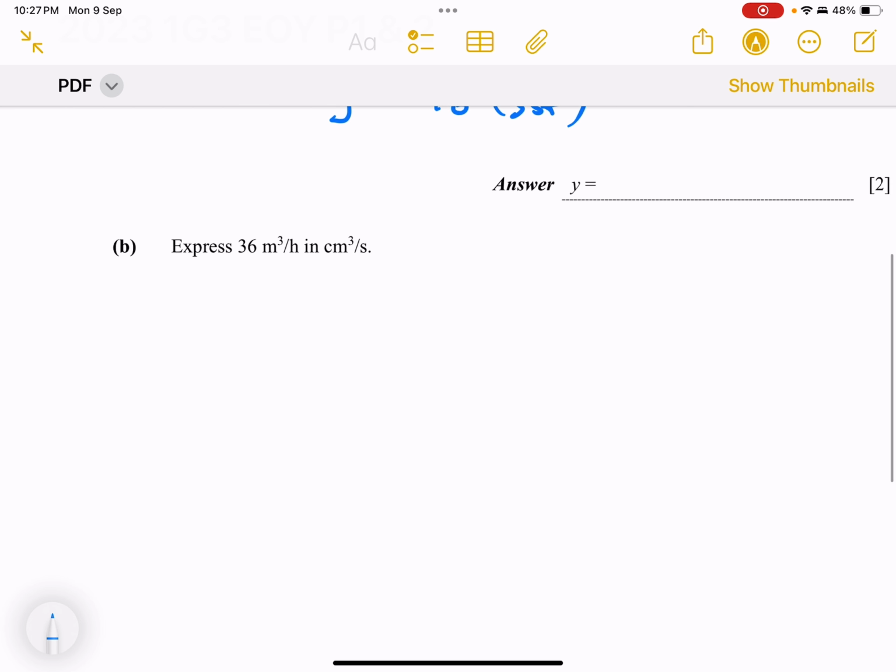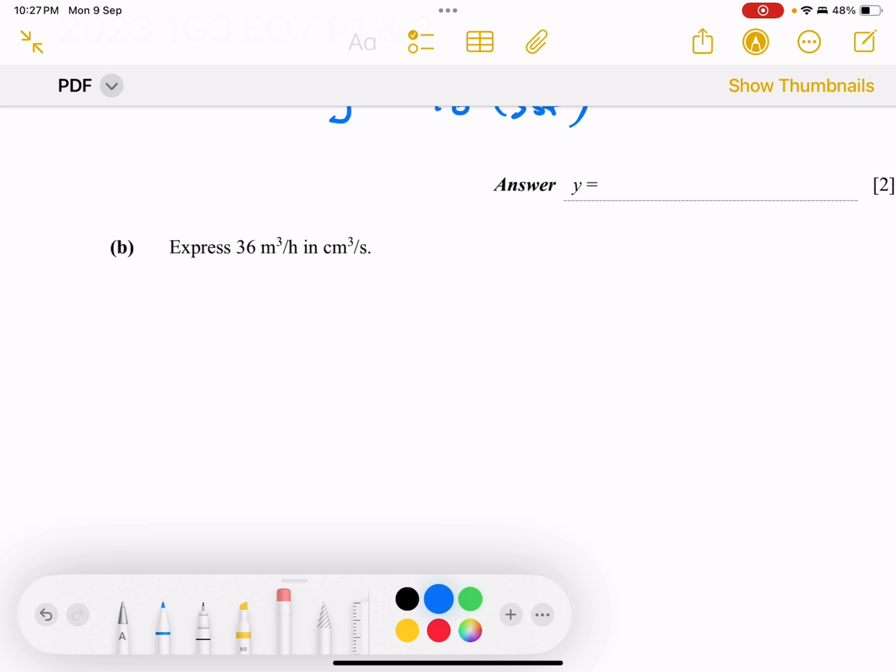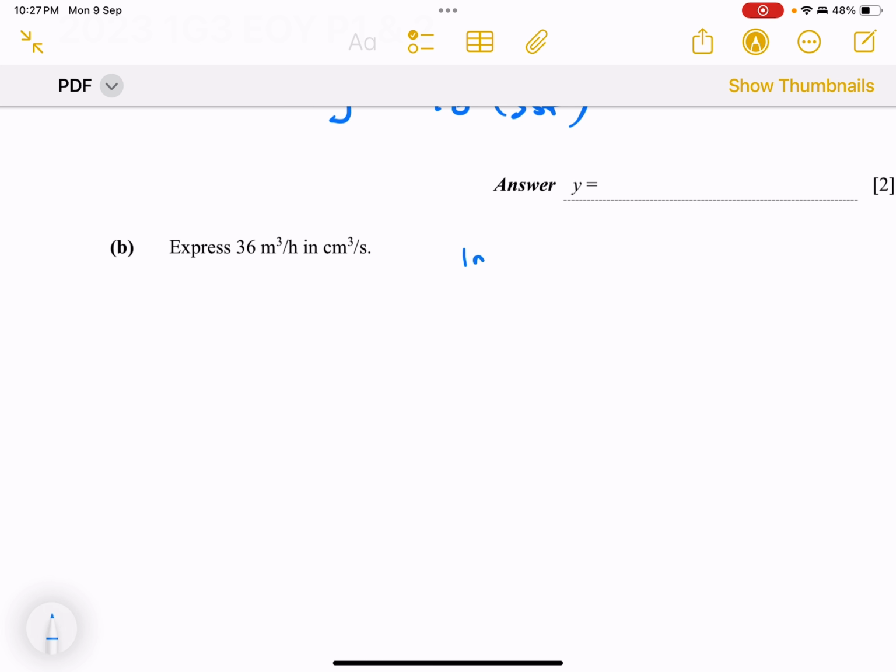Now, next, meter cube per hour to cm cube. What is the conversion? We always go back to the linear conversion. 1 meter is 100 cm. So if we have meter cube, then it will be 3 times the number of zeros.